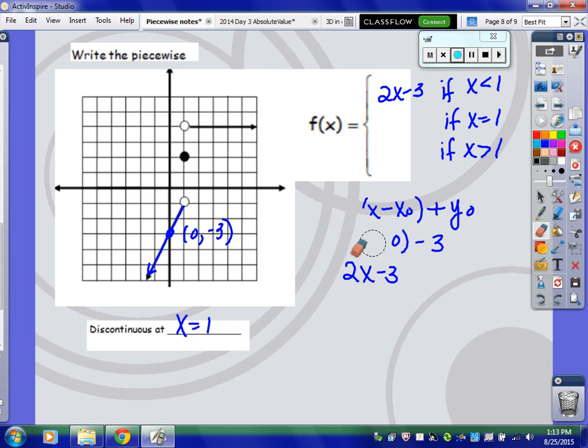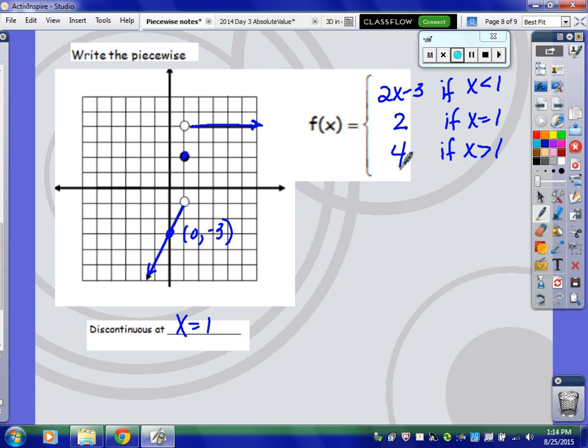All right, second piece. It's a point. So when x is equal to 1, y is equal to 2. So it's the point 1, 2. And then my third piece is a horizontal line at y equals 4. So when x is greater than 1, y is equal to 4. All right, so there's the equation of my piecewise. Like I said, if you have any questions, please jot them down now as you think of them and ask them in class.